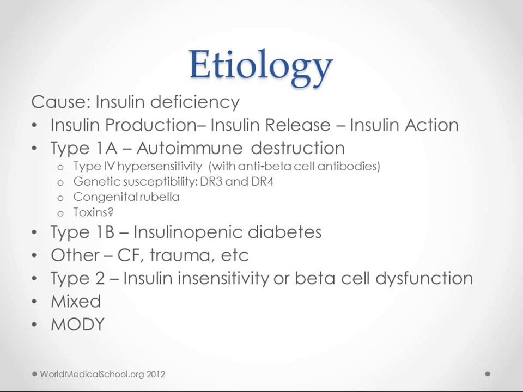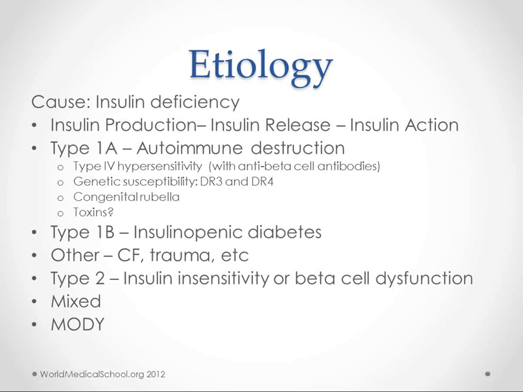So there is a genetic susceptibility. We talk about DR3 and DR4 as the genes that are associated with it. But type 1 is actually less genetically mediated than type 2 is. And congenital rubella also has an association with type 1 diabetes and certain toxins. There's a question mark there because this is still being researched.